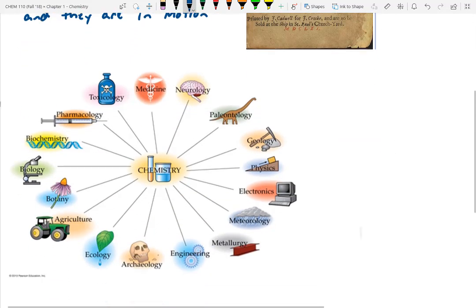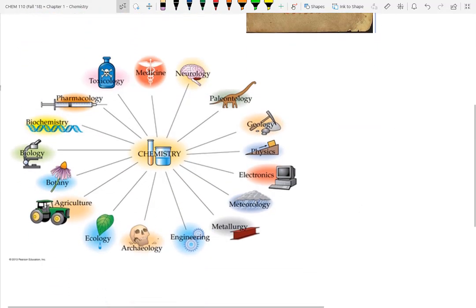One of the reasons I really like chemistry is it's this gateway to a million different fields. So I like to show this to show the broad diversity. Chemistry is obviously associated with medicine, so things like toxicology, pharmacy, neurology, biochemistry, and so on. It's also related to earth science fields like geology, paleontology, stuff like that. It's related to physics, electronics. We also have things like meteorology, metallurgy, engineering, archaeology, ecology, agriculture, botany, biology, all of this stuff.